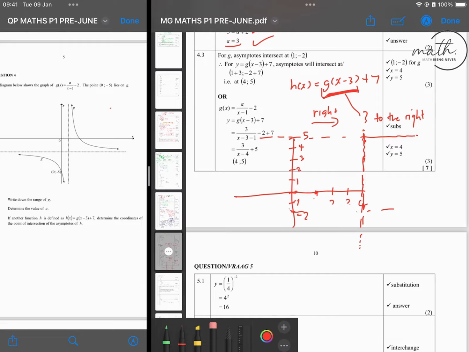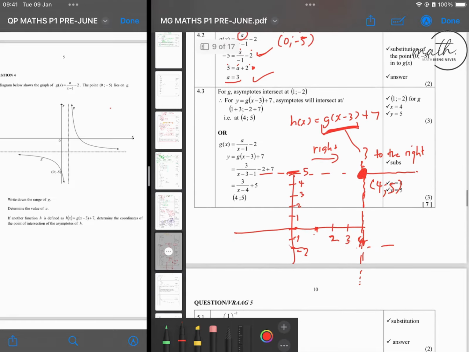So the question is asking you, where are the asymptotes going to meet? They're going to meet there. So the coordinates will be 4, because it's a 4 here, and then 5, it's a 5 here. So you just move the given asymptotes. The x equals 1, you move it to the right by 3, and then you move the horizontal one up by 7.